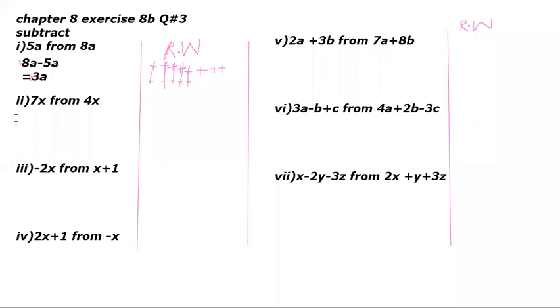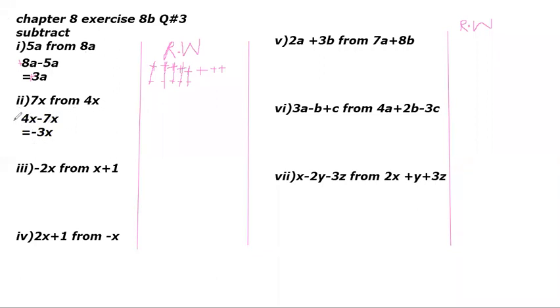Now the second part of the question is 7x from 4x. We need to subtract 7x from 4x, so I need to write 4x first, and then I need to write 7x. That will be equal to negative 3x. How is it equal to negative 3x? I will explain here in the rough work with my pencil by the tiles method.